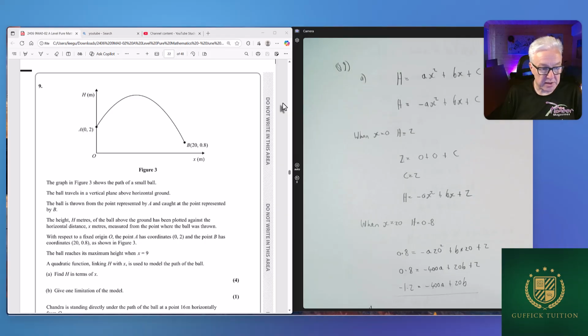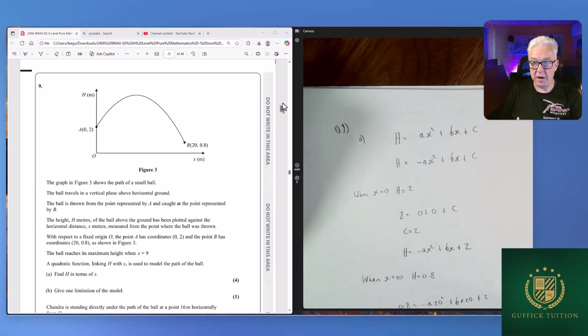With respect to a fixed origin O, the point A has coordinates 0, 2, and the point B has coordinates 20, 0.8, as shown in figure 3. The ball reaches a maximum height when x is equal to 9. A quadratic function linking h and x is used to model the path of the ball. Find h in terms of x, 4 marks.